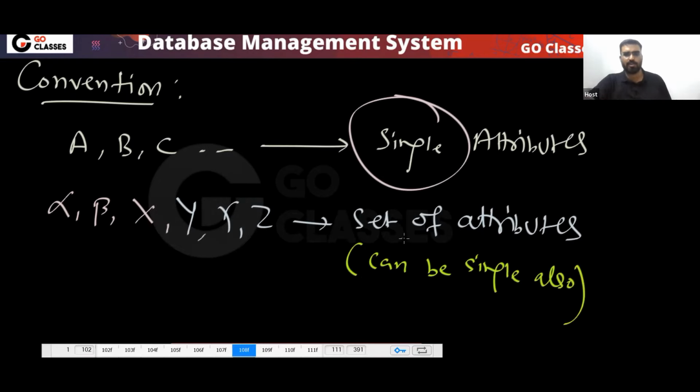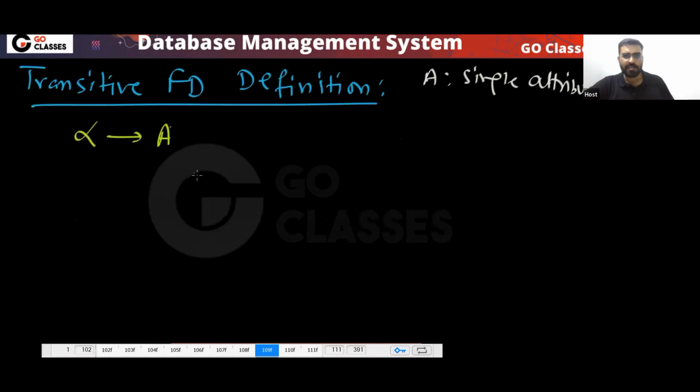But these are a set of attributes. Is this convention clear? So now let's move on. Now you can notice that alpha goes to A. Alpha goes to A is transitive.